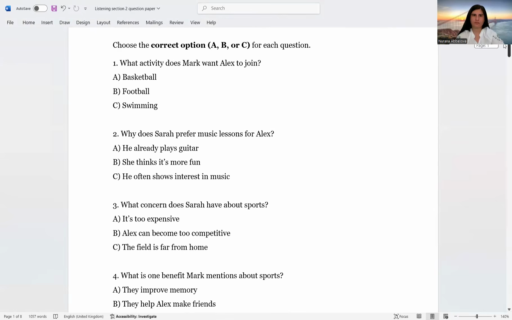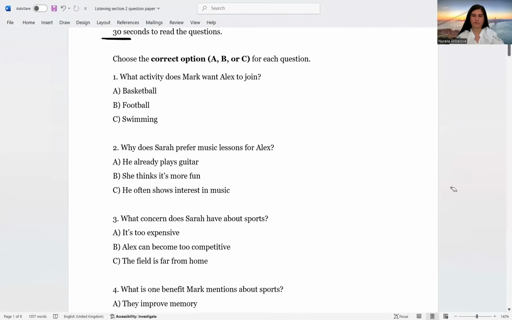Mark, we need to decide on an after-school activity for Alex. The new term starts next week. Yeah, I've been thinking about that. I think football would be great for him. It keeps him active and he loves running around. I know he's got a lot of energy, but I actually think music lessons would be better. He's always humming tunes and tapping rhythms.